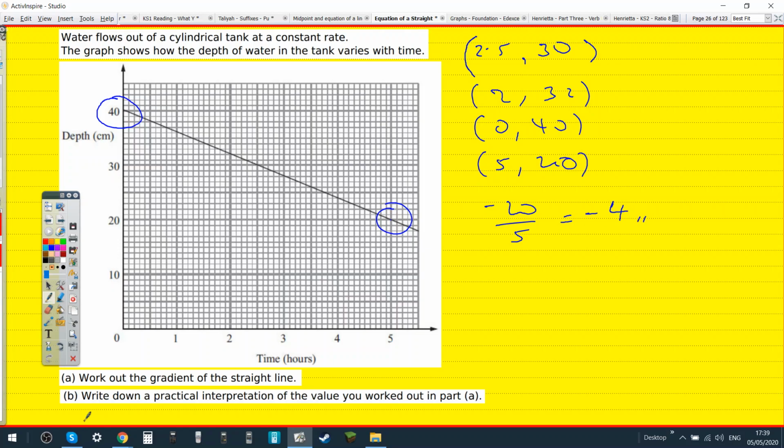And what is part B? Part B: write down the practical interpretation of the value you worked out in this part. Do you have to just say how you did it? It means, what does that mean in the context of this question?